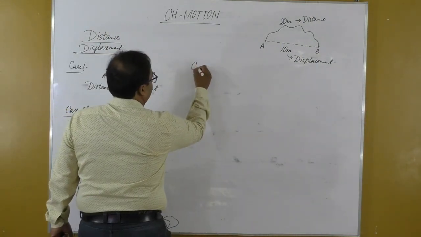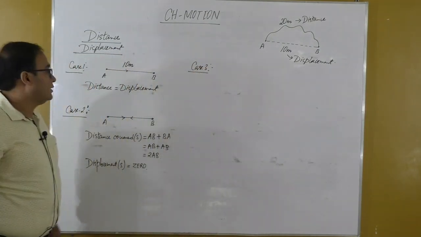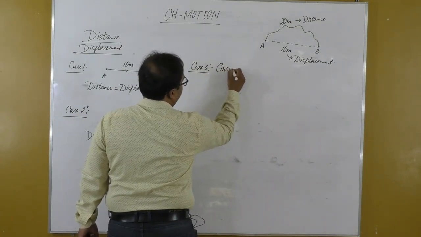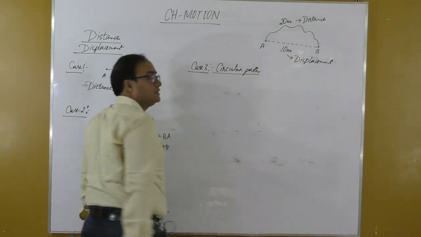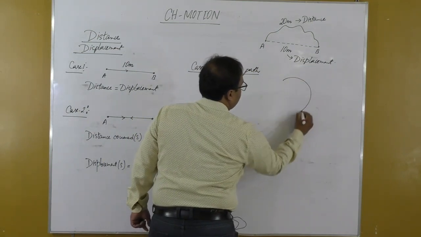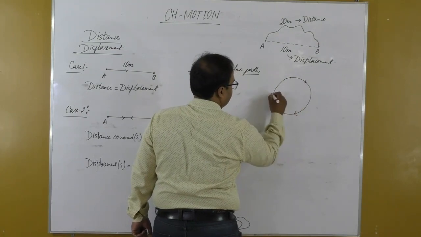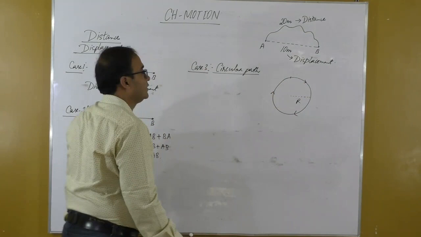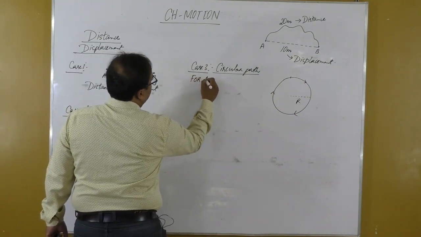Now look at another case, case 3. In this case I am discussing circular path motion, or motion of a body in a circular path. If a body moves in a circular path and completes one round, let the radius be r. We are discussing for one round.